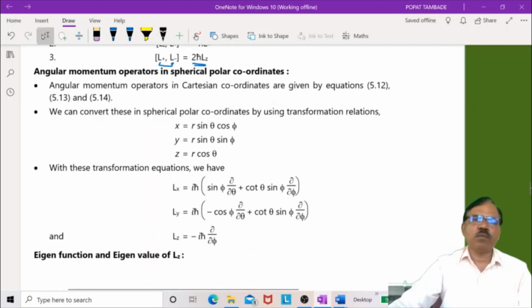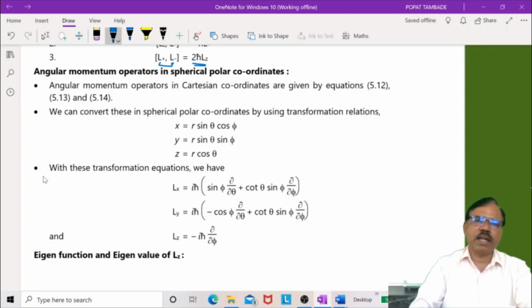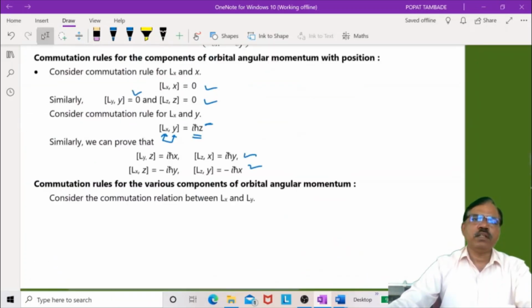Now, angular momentum operators in spherical polar coordinates. Here x is equal to r sin theta cos phi, y is equal to r sin theta sin phi, and z is equal to r cos theta. These are the transformation equations.